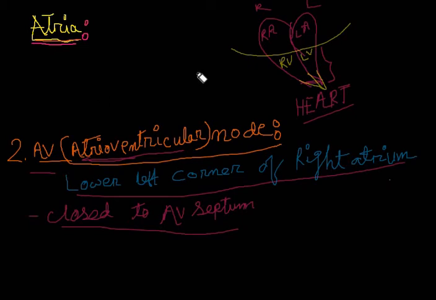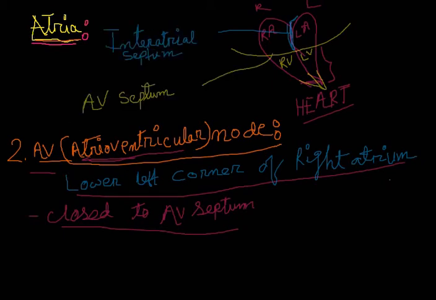Now, the separation between right atria and left atria, suppose this is the separation or septum between right atria and left atria, is known as interatrial septum. What is interatrial septum? The separation between right atria and left atria in the human heart is known as interatrial septum.